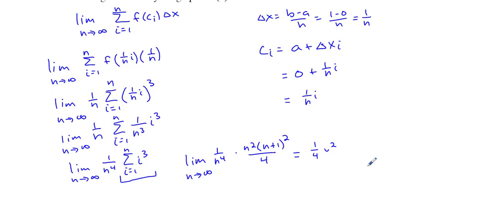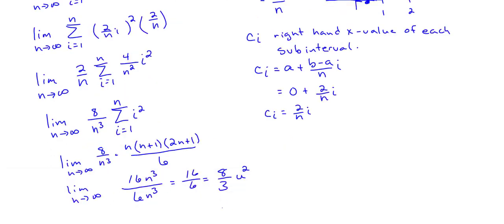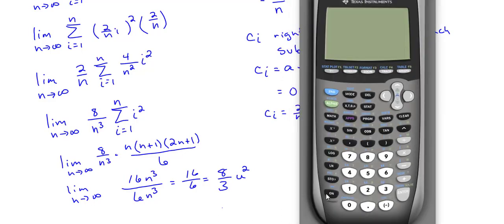So the area under the curve would be 1/4 unit squared. All right, I'm going to go back to, I'm going to open this one up first. See if I can do this. All right, we can find this, right? Plug in 0, 1, x cubed dx, right?